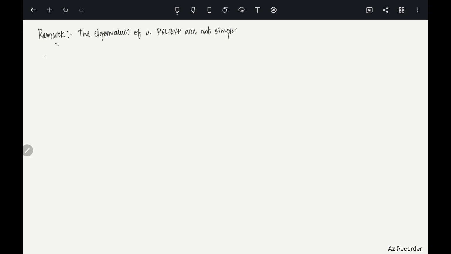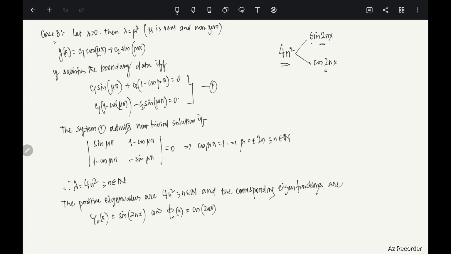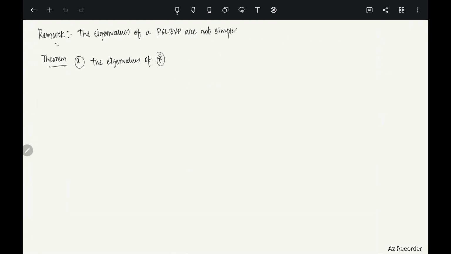So basically what I am going to do is write down a theorem with two parts. Okay. So the eigenvalues of star, this equation star, the original equation, if any, are real. So basically they are not simple, but they are going to be real.